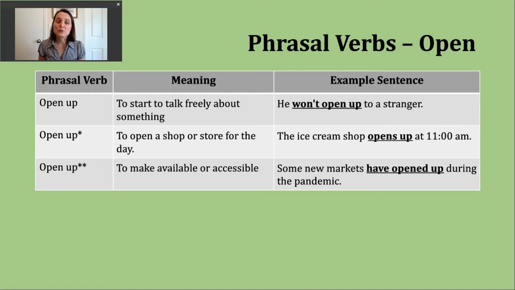A third way to use open up is, again, this idea of being made available or accessible. Here is an example sentence with that. Some new markets have opened up during the pandemic. So new avenues for businesses to sell their goods or offer their services for sale. That's what's being referred to here. There are new ways to have paying customers.